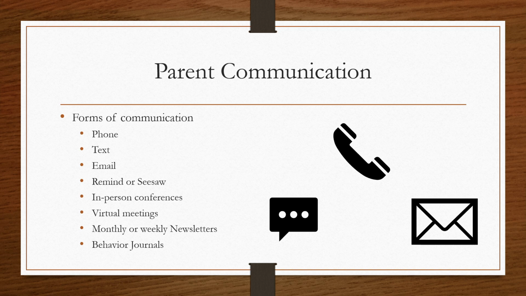Another way to keep families in the loop can be to send home a monthly calendar or a weekly newsletter to highlight what students will be learning, upcoming events, and reminders for the classroom. A behavior chart can also be added to the student's binder or folder for parents to stay in the loop about how their child's behavior is throughout the school day.